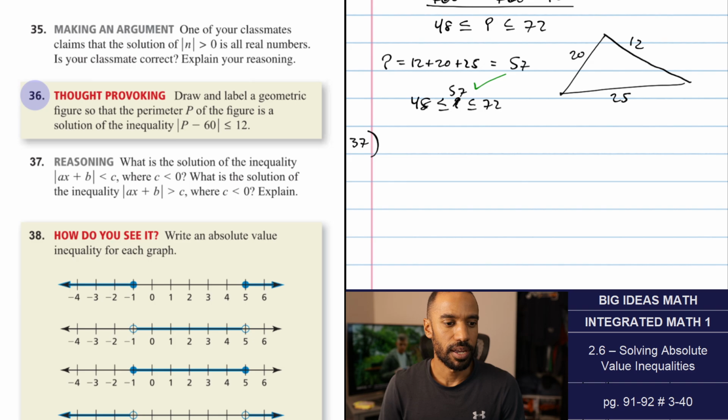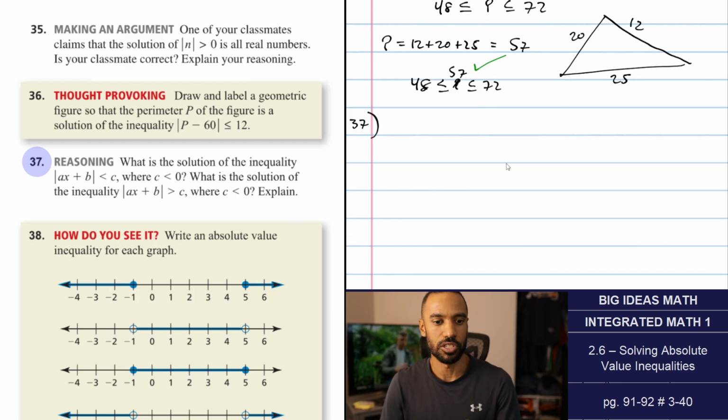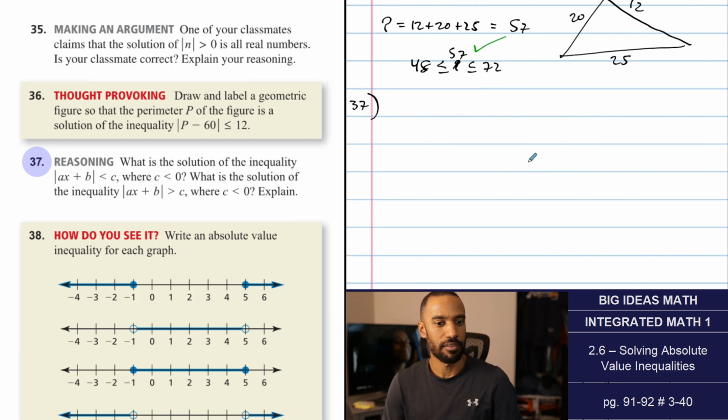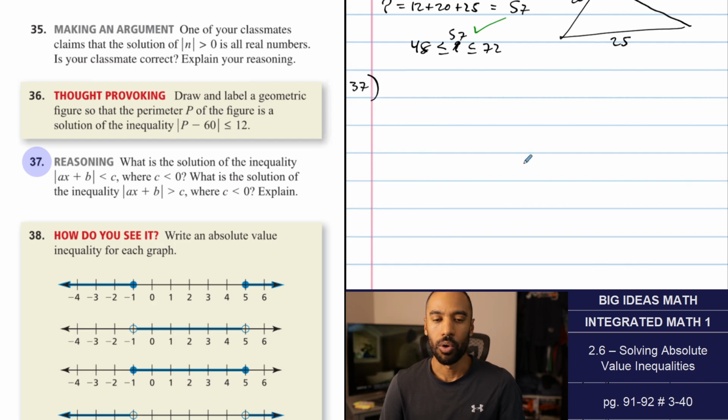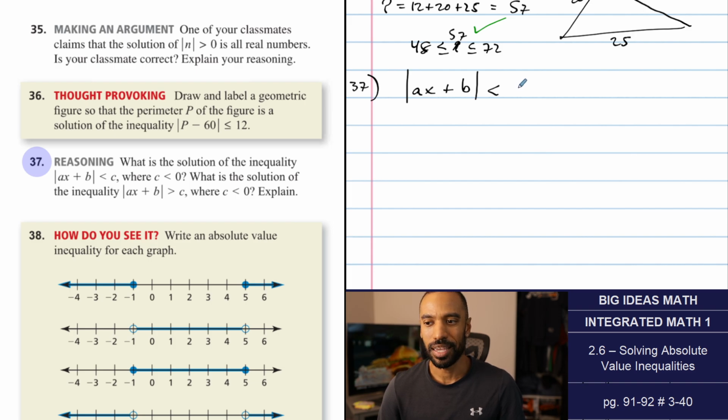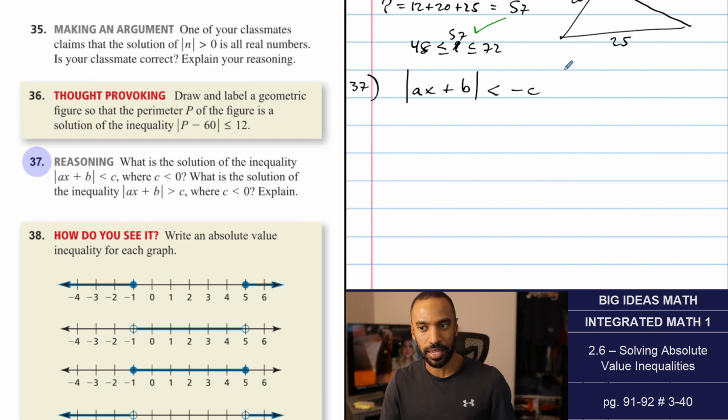What is the solution of the inequality absolute value of ax plus b is less than c, where c is less than 0? What is the solution of this where c is less than 0? Explain. Oh, for the first one, it says less than c, but it says c is less than 0. So here's the thing. If it's less than, it says c is less than 0, I want to give a negative c there for a moment. Just say, okay, I'm making it negative.